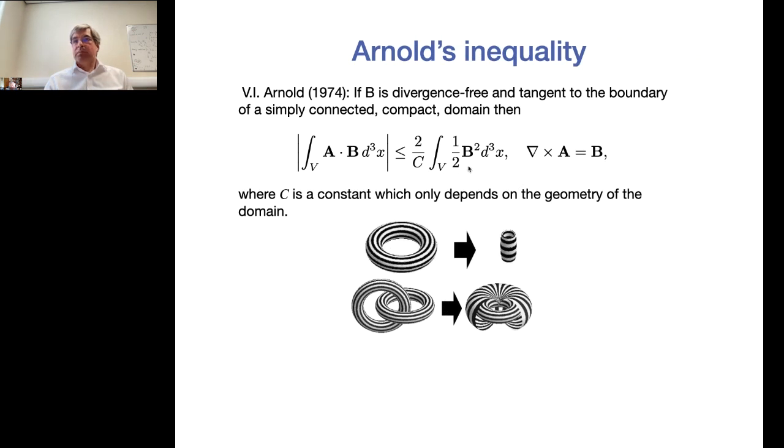So first of all, if you compare this with Arnold's original publication, I introduced here the factor 1/2 to make it look more like the magnetic energy, which physicists are familiar with. And then that also leads to the factor 2 here in front, which is slightly different from what Arnold originally wrote. But then also we have this constant c, and the important part here is that c is a constant which only depends on the geometry of the domain, so not on the magnetic field itself.